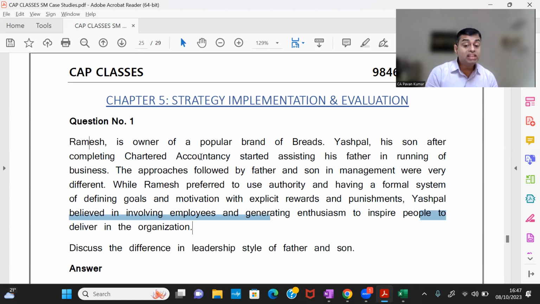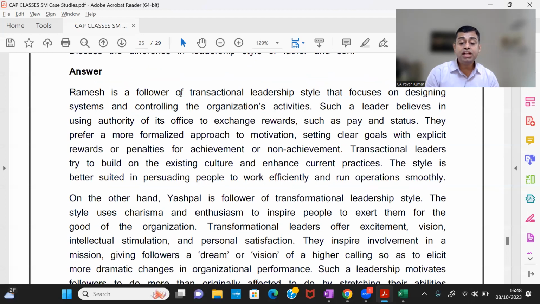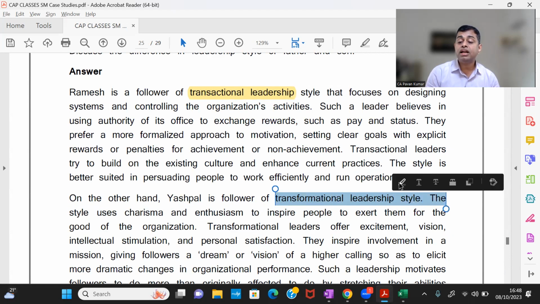But Yashpal, who is also a chartered accountant, young, educated, feels this is wrong. Yashpal believed in involving employees, generating enthusiasm, inspiring people, getting the maximum best out of the people and delivering organizational success. He wants to do this. So what is the style of Yashpal? Transformational. That is the difference. So Ramesh is a follower of the transactional leadership style, whereas Yashpal is a follower of the transformational leadership style.